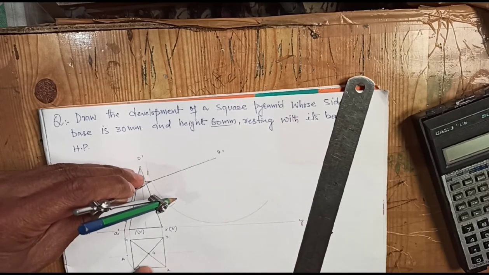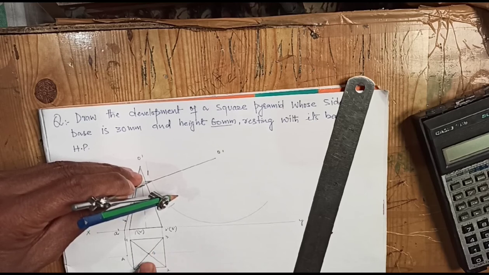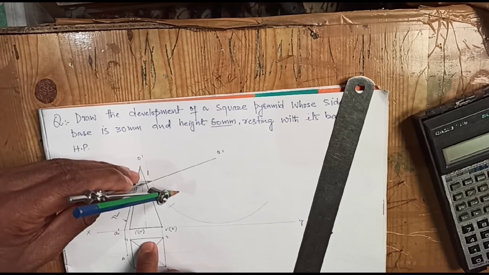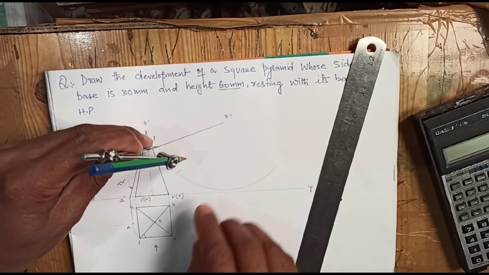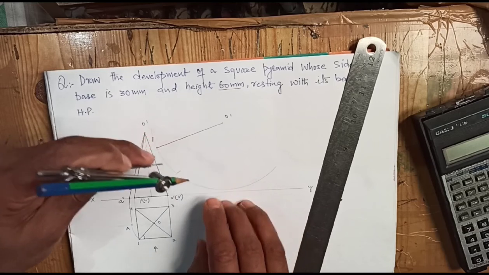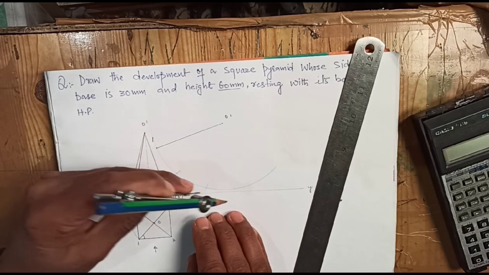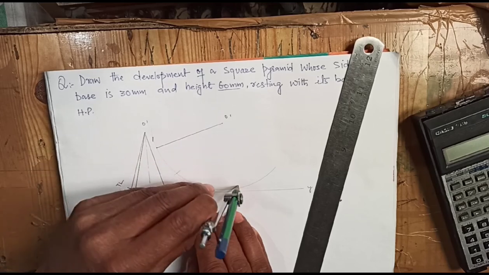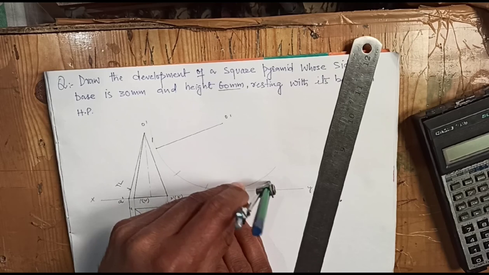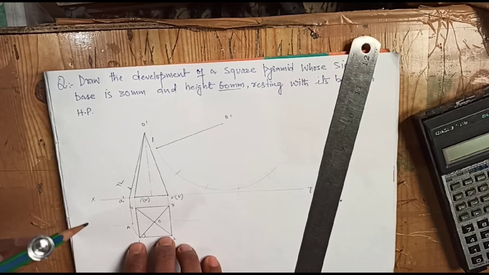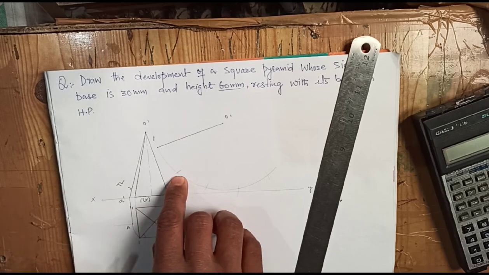How many triangular faces does this square pyramid have? It has 4 triangular faces, 1, 2, 3 and 4. So we have to cut 4 times. That means 2, 3 and 4. The distance of each base edge is 30 mm.